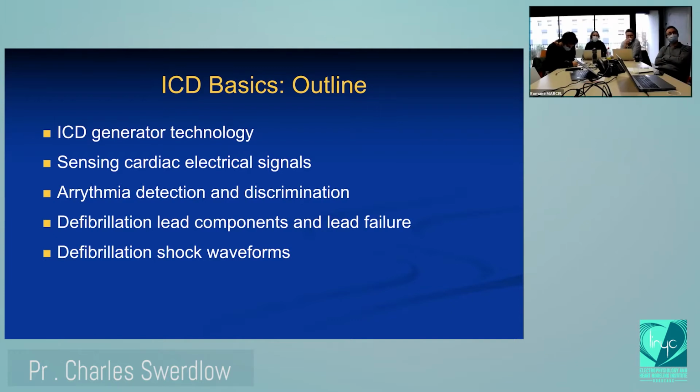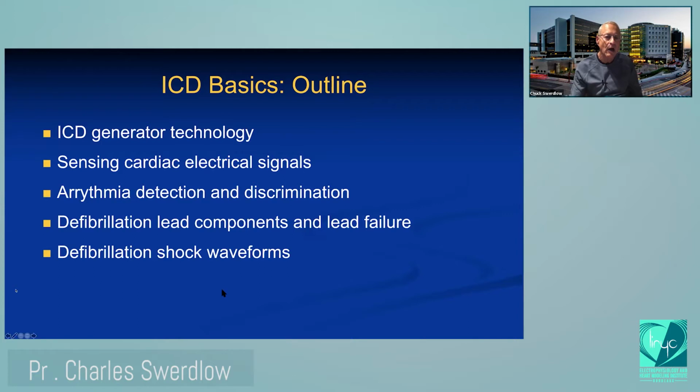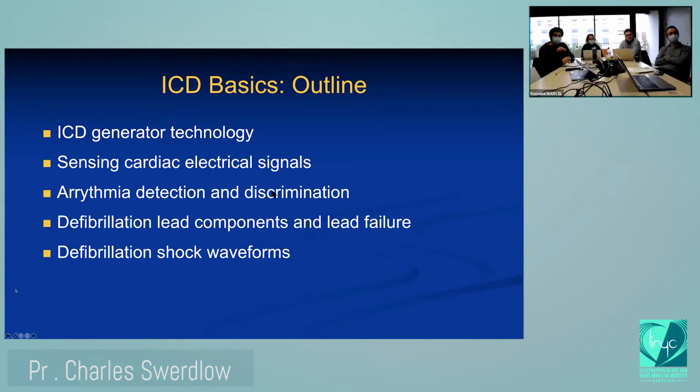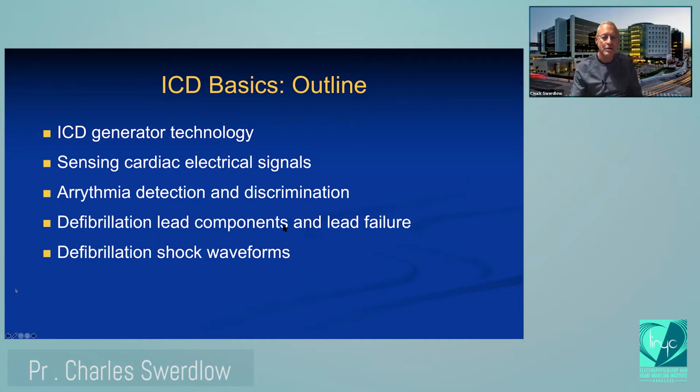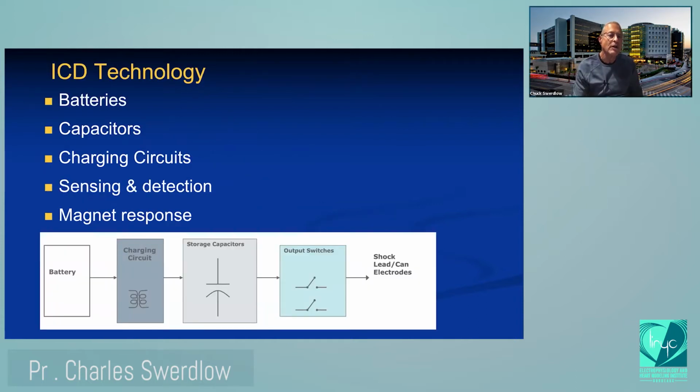Okay, so we're going to talk about generator technology, sensing cardiac electrical signals, arrhythmia detection and discrimination, defibrillation lead components and lead failure, and defibrillation shock waveforms. So starting with technology in the generator, we're going to cover batteries, charging circuits, storage capacitors, how arrhythmias are sensed and detected, and what happens when you put a magnet on a pacemaker or defibrillator.